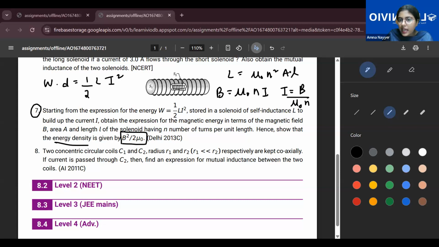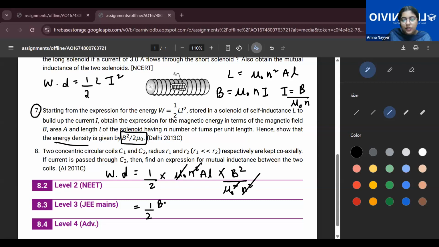So I have the value of L, I have the value of I, half is there, work done can be calculated. Work done is equal to half L into I square, where L is mu naught n square A into L. So that makes it B square divided by mu naught square into n square. The n square will be cancelled, and one mu naught will cancel. That leaves us with half B square by mu naught into AL, which is equal to work done.